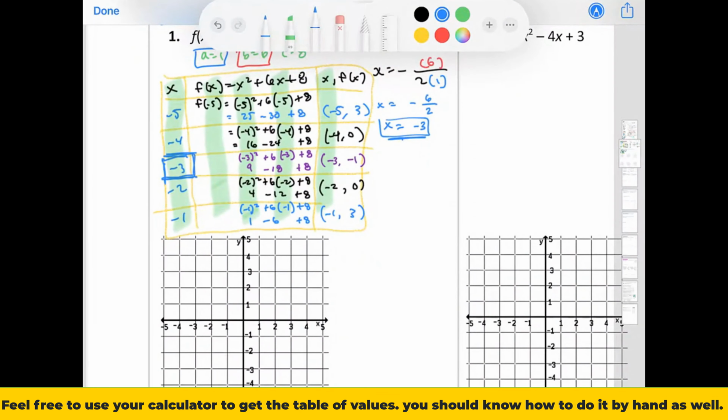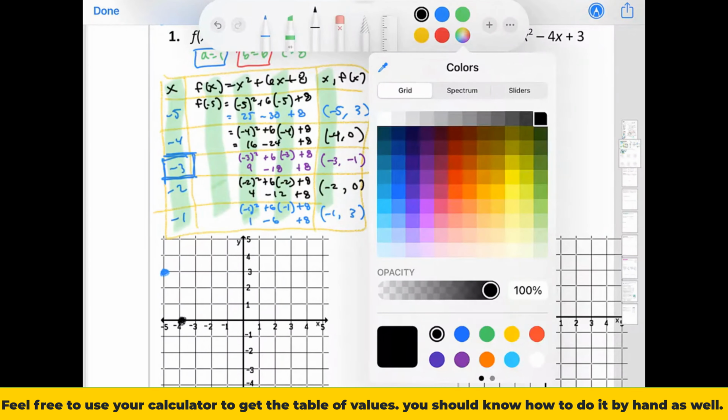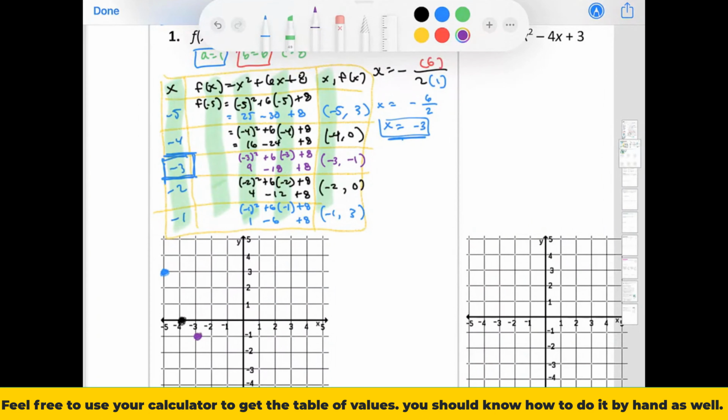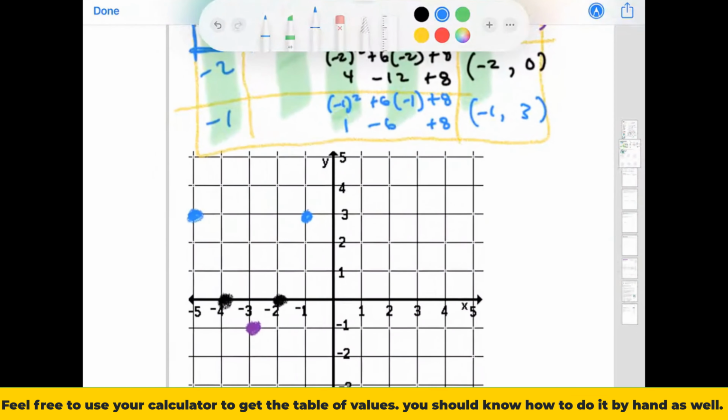Negative 5, 3. Left 5 on the x-axis, 3 on the y. There's my blue. Black, negative 4, 0. Left 4, stay. Negative 3, 1. Left 3, down 1. Black, negative 2, 0. And negative 1, 3. Left 1, up 3, because the y value 3 there is positive. And this is our graph.